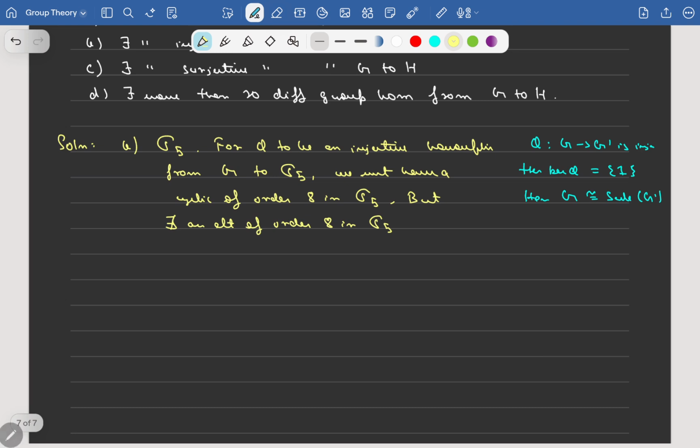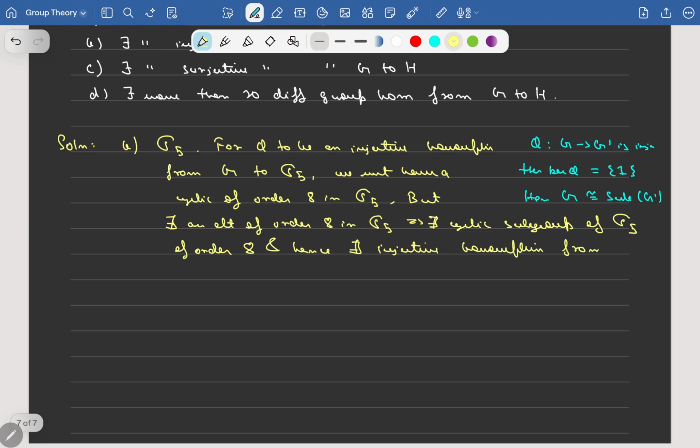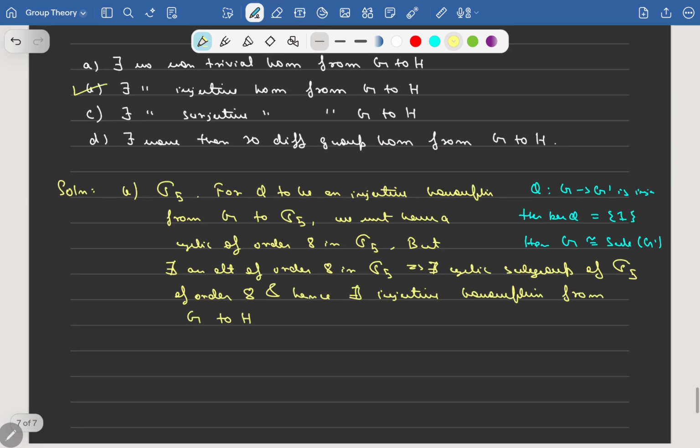Which implies there does not exist a cyclic subgroup of S5 of order 8, and hence there does not exist an injective homomorphism from G to H. So option B is correct.